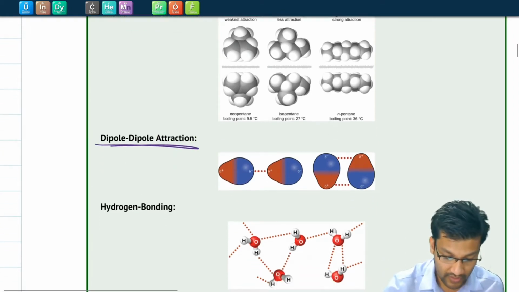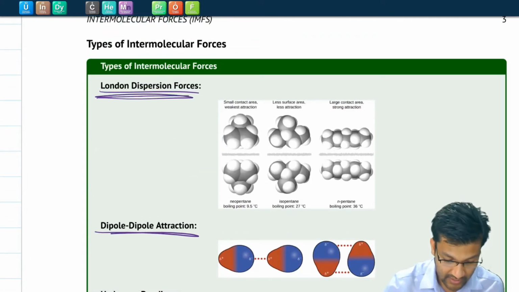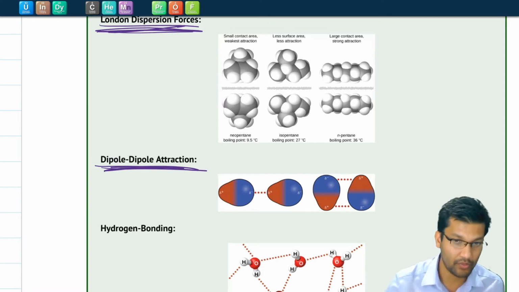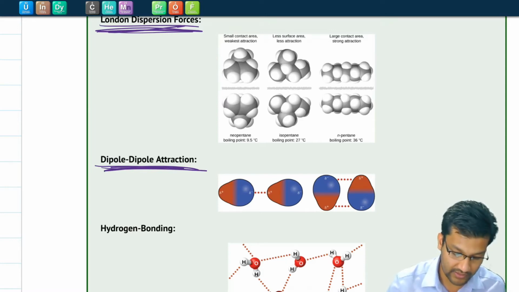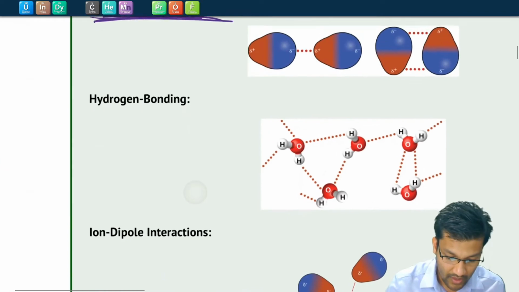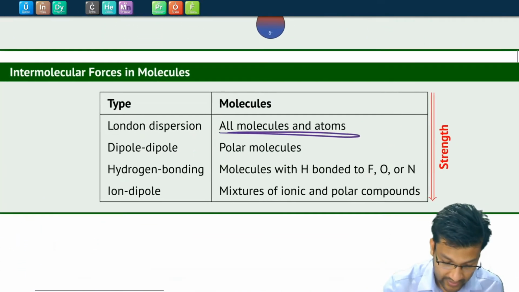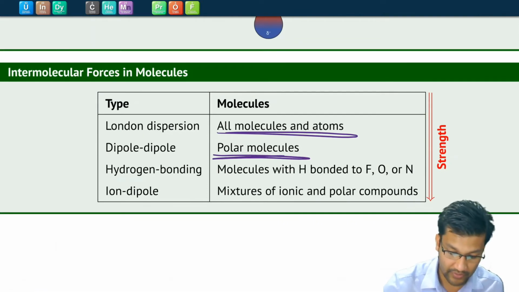So while all molecules will have London dispersion forces, only molecules with a dipole moment will have dipole-dipole interactions. Okay, let's go on to another type of bonding. By the way, here it is. Polar molecules will have dipole-dipole interactions.